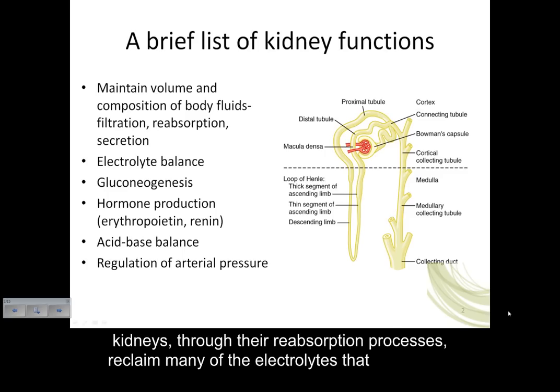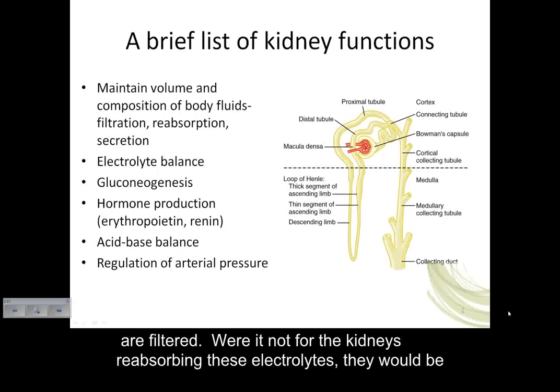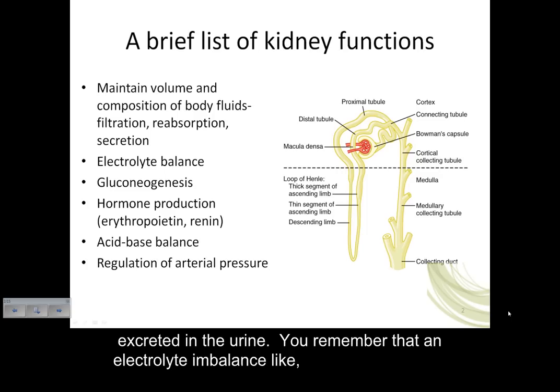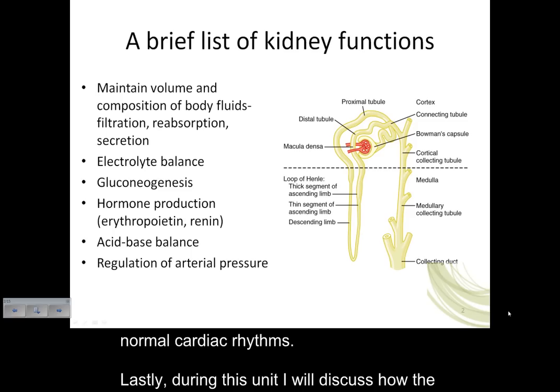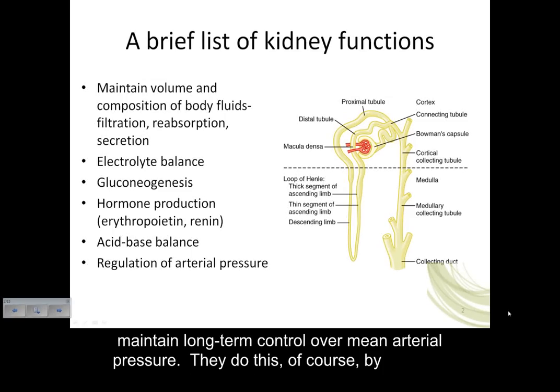The kidneys, through their reabsorption processes, reclaim many of the electrolytes that are filtered. Were it not for the kidneys reabsorbing these electrolytes, they would be excreted in the urine. You remember that an electrolyte imbalance like hypo or hyperkalemia, hypo or hypercalcemia, or even hypo and hypernatremia can impair normal cardiac rhythms. Lastly, during this unit, I will discuss how the kidneys maintain long-term control over mean arterial pressure.